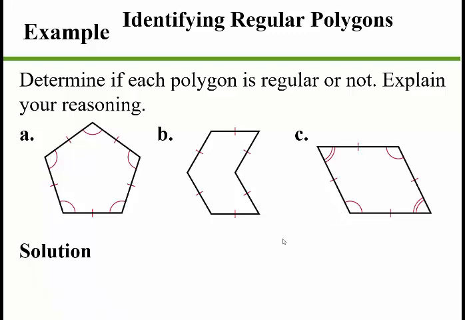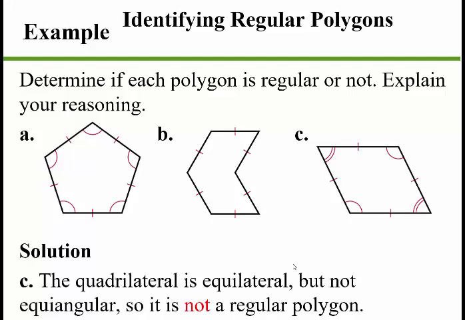When you go to C here, it looks like the sides are all the same, but opposite angles are congruent, but not all 4. So this quadrilateral is equilateral, but not equiangular, so it is not a regular polygon.